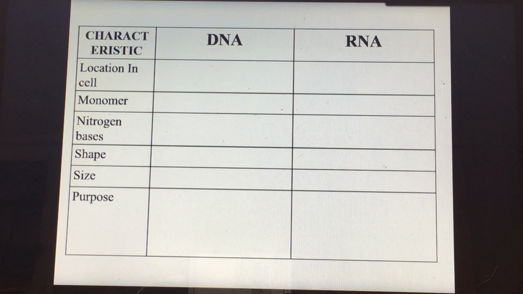So now we're going to compare and contrast DNA and RNA. DNA is always located in the nucleus, and RNA is made in the nucleus but travels to the cytoplasm. That's really the whole point of RNA, is to bring the code or the message from the DNA out of the nucleus so that the DNA can stay there, so that next time it's needed, you still have the information to make the next protein.